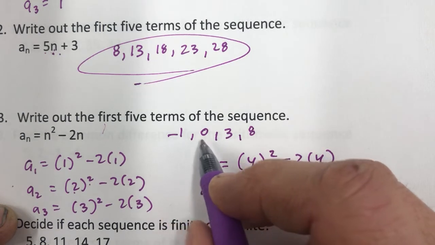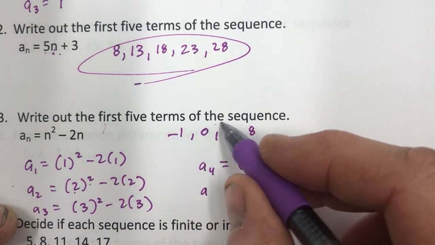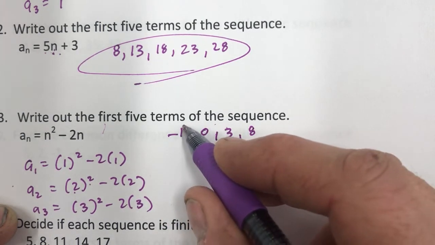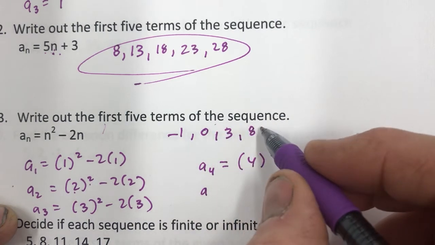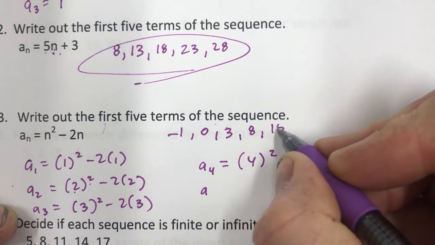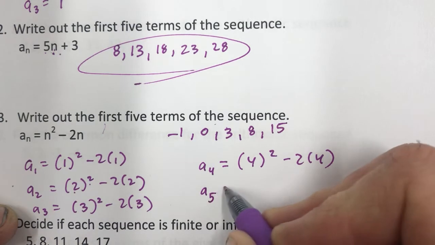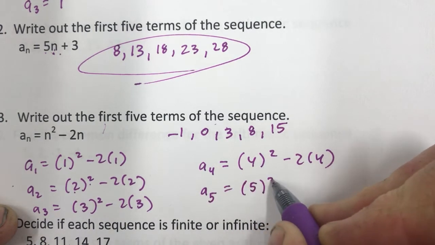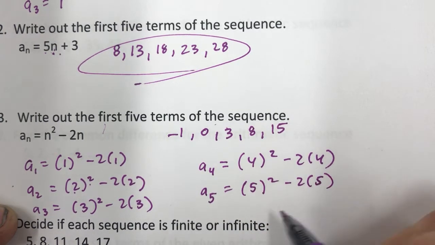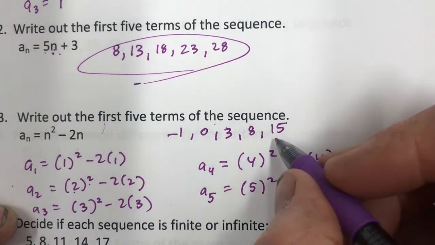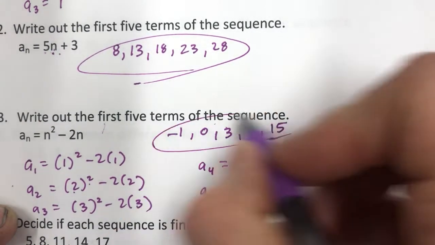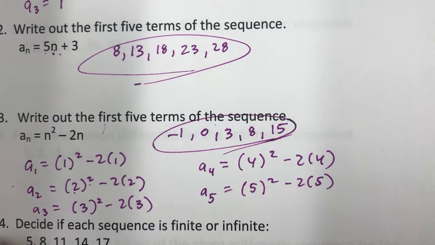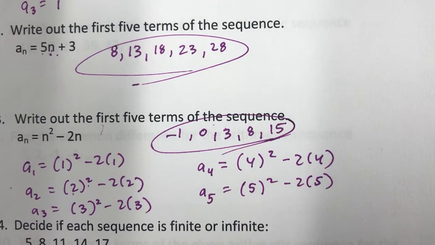This one here is a square, so it's kind of hard to tell how much it goes up. This goes up 3, this goes up 1, it goes up 3, that goes up 5, so I think the next one will go up 7. I think it's 15, but if you're not sure, just put your 5 in. So it's going to be 25 minus 10, which is 15, so that is right. So there's my first 5 terms of the sequence.